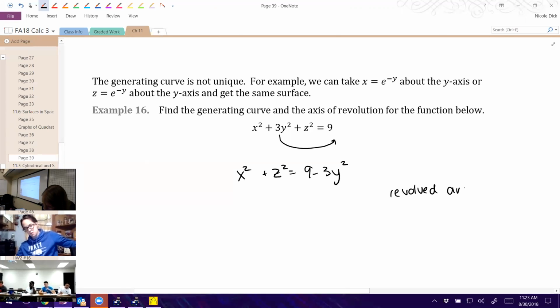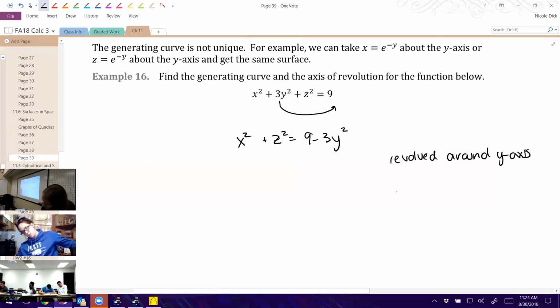The y-axis. And how do you know that? Because there's no y in the x and z. Like this, the first term, there's no y in there. Exactly. On that left-hand side, there's no y. That's one way you know. Or if you prefer to say my other side is written in terms of y, that's okay too. So it's revolved around the y-axis.